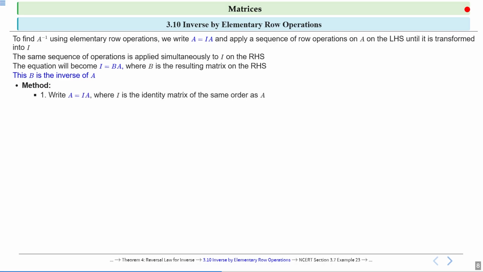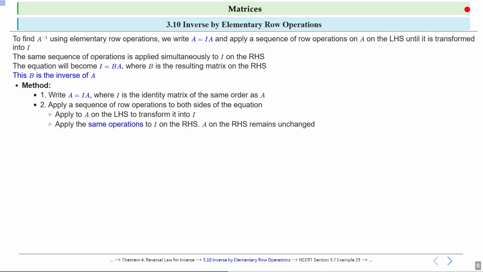First, write A is equal to IA, where I is the identity matrix of the same order as A. Second, apply a sequence of row operations to both sides of the equation. Apply to A on the LHS to transform it into I. Now apply the same operations on I on the RHS. A on the RHS remains unchanged.